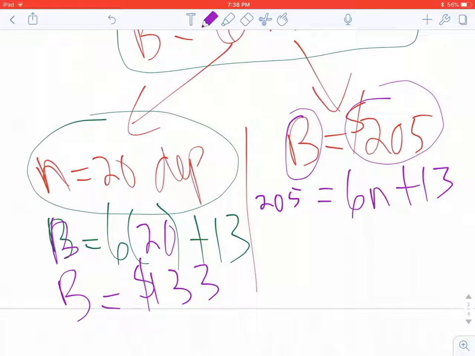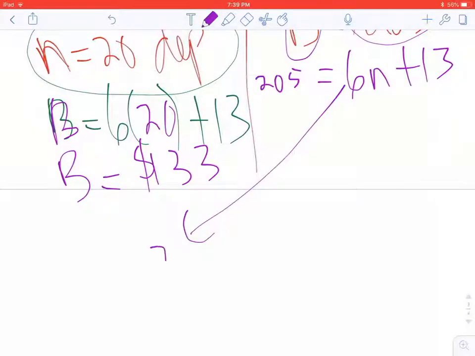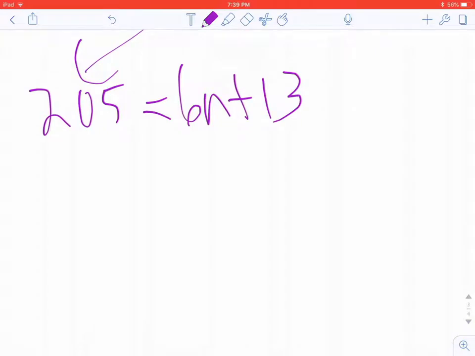And what I'm going to do, I think, is make this a little bit smaller down here, or give myself some more room. So I know I'm going to come down to here. So $205 equals 6n plus 13. And what I want to do now is use bedmass and inverse. So remember what I'd like you to do from now on: bedmass here, inverse here.